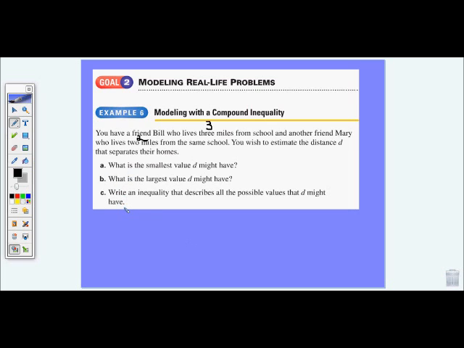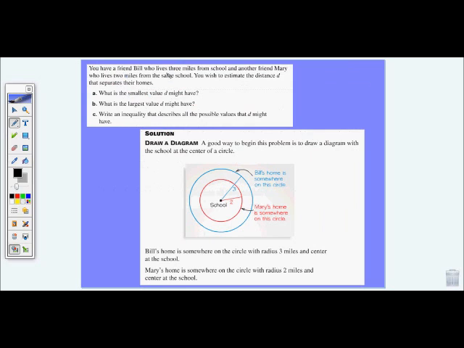We're going to have 3 different questions here. What is the smallest value that the distance could be? What is the largest value that the distance could be? And distance is represented by the variable d. Write an inequality that describes all the possibilities. So I copied that a little bit smaller here, but let's do this. Mary is 2 miles, and Bill is 3 miles. Then we can see that a little bit easier.